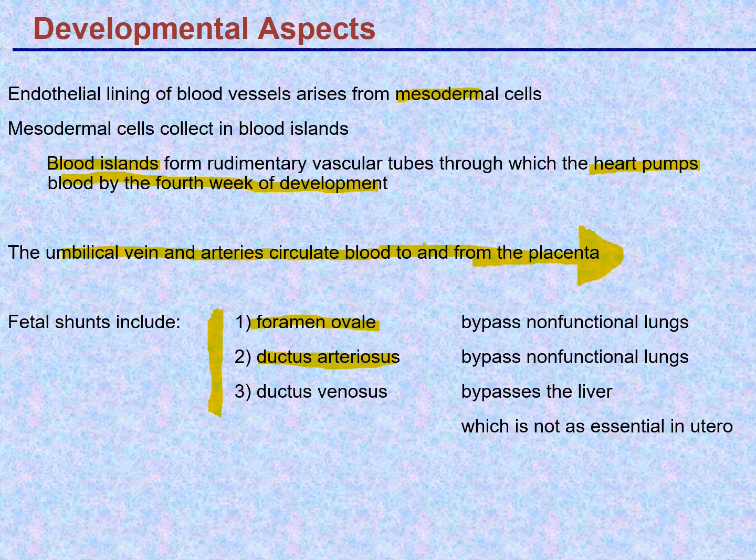There is also a bypass of the liver. The main vessel directing blood towards the liver has a shunt, so the blood doesn't go into the liver, but rather goes into the inferior vena cava and back to the heart, because the liver doesn't have to process that blood. And that shunt is called the ductus venosus.